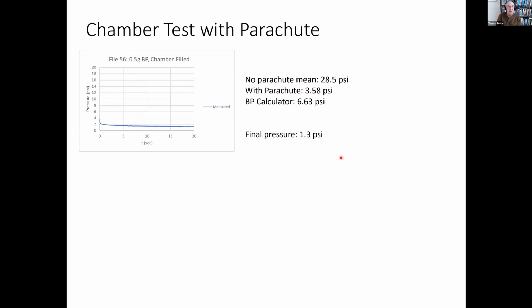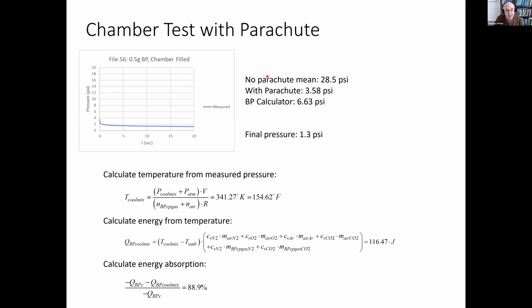Now we can quantify the amount of pressure that's generated by going back to the pressure chamber and filling the pressure chamber with a parachute. And when you do that, remember the original test, the mean of the test without a parachute was 28.5 psi, but with the parachute, that pressure drops down to 3.58 psi, whereas the black powder calculator had predicted 6.63. So significant reduction in the pressure with the parachute. And you can actually use that amount of pressure that we measure with the parachute and work backward through the model to calculate the amount of energy that's absorbed by the parachute and show that about 90% of the energy when the chamber is filled with the parachute is absorbed by the parachute.